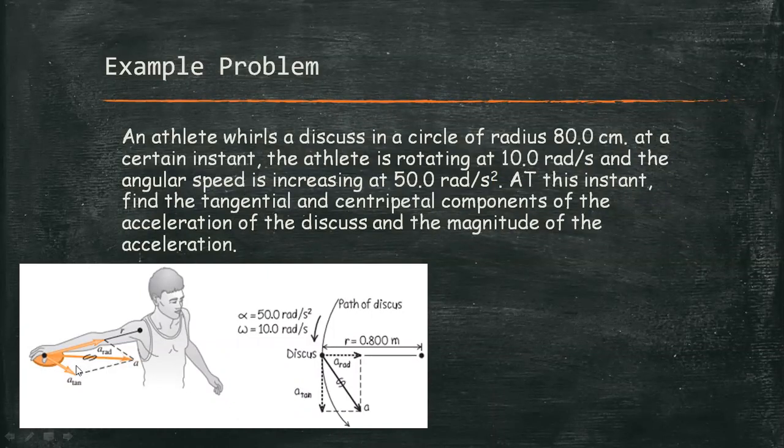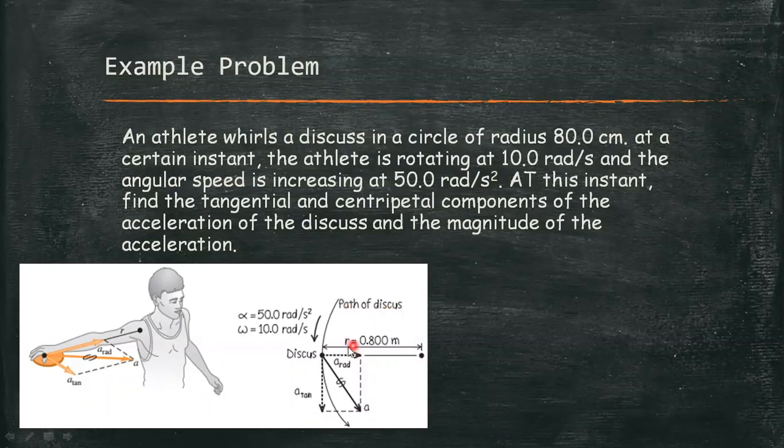So we have here the discus, the orange one, and we have here the acceleration, and the components are the centripetal, which is along the arm, which we will consider as the radius, since the arm of the athlete makes a circular path, and the tangential, which is perpendicular with the radius or the arm. So the free body diagram is here at the right side.